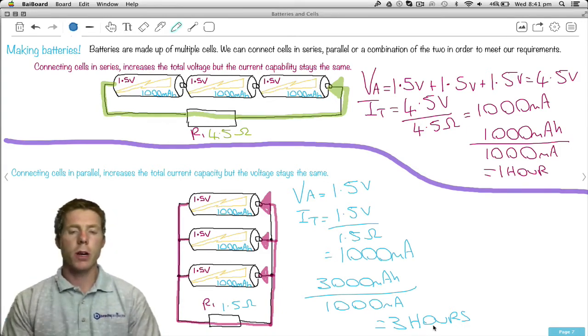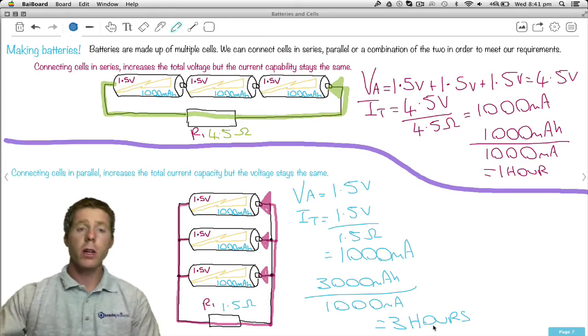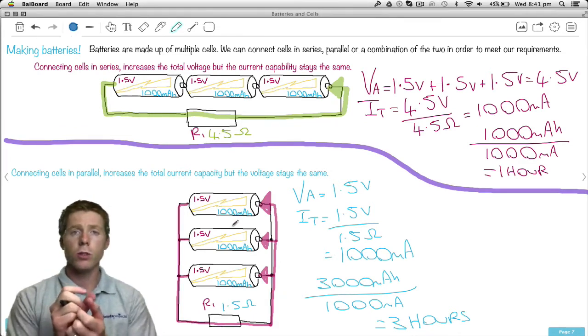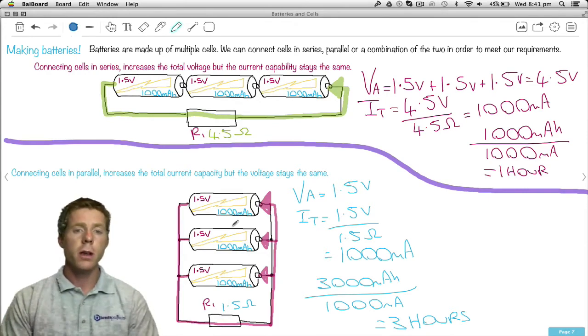However, we don't increase the current capability or capacity whatsoever. In parallel, it's the direct opposite. You connect them in parallel, you don't increase the voltage in any way, but now you increase the total capacity.